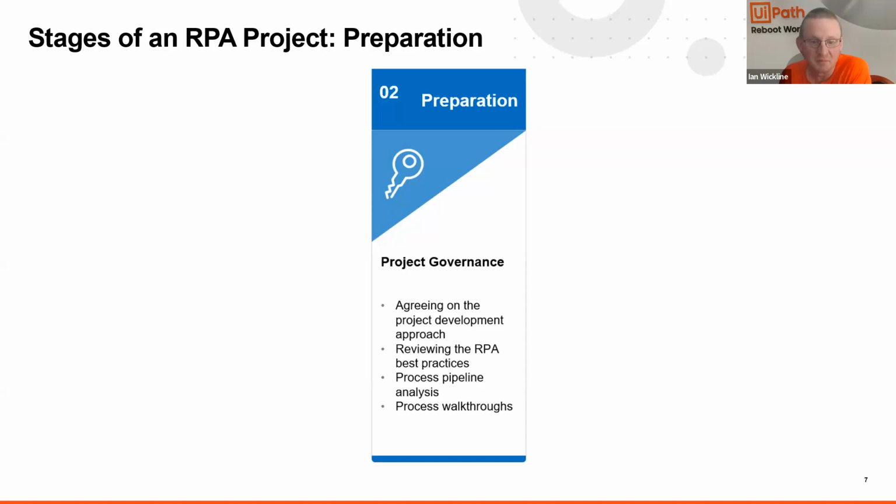So the whole idea here: project governance, the preparation stage, agreeing on the development approach, reviewing RPA best practices, conducting the process pipeline analysis, and facilitating process walkthroughs provide a solid foundation for successful automation implementation, effective and efficient collaboration, and continuous improvement of all of our RPA initiatives.